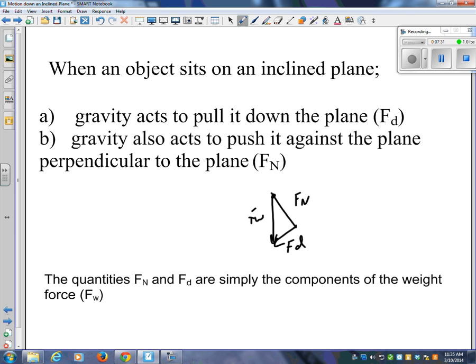You don't have a sheet for this. No, you don't. I don't know if you want to write that down or not. When an object sits on an inclined plane, gravity acts to pull it down the plane, that's the FD, and gravity also acts to push it against the plane perpendicular to the plane.